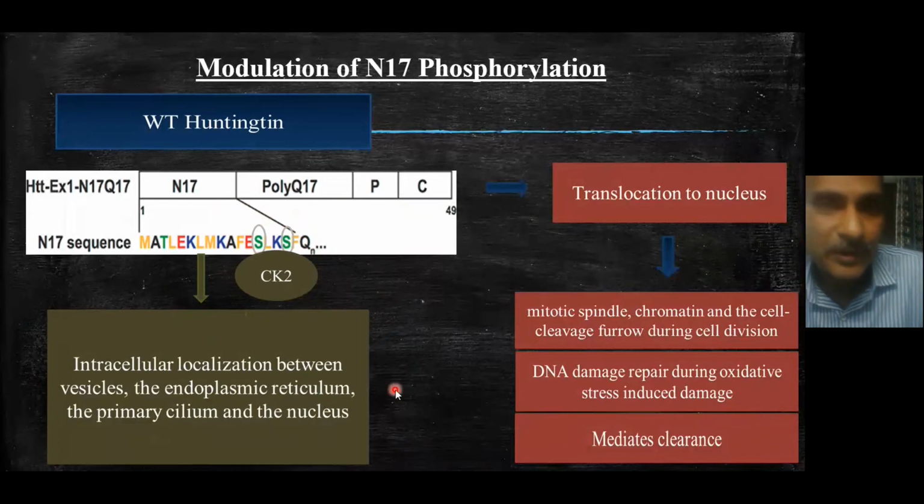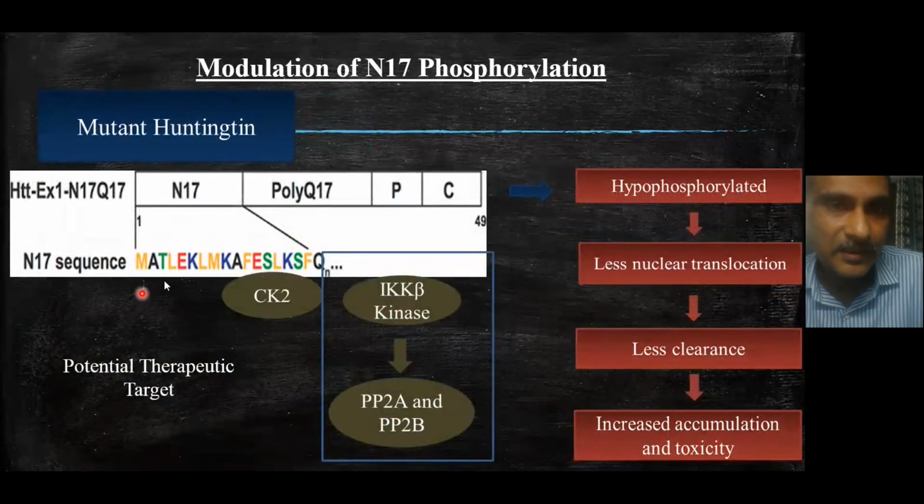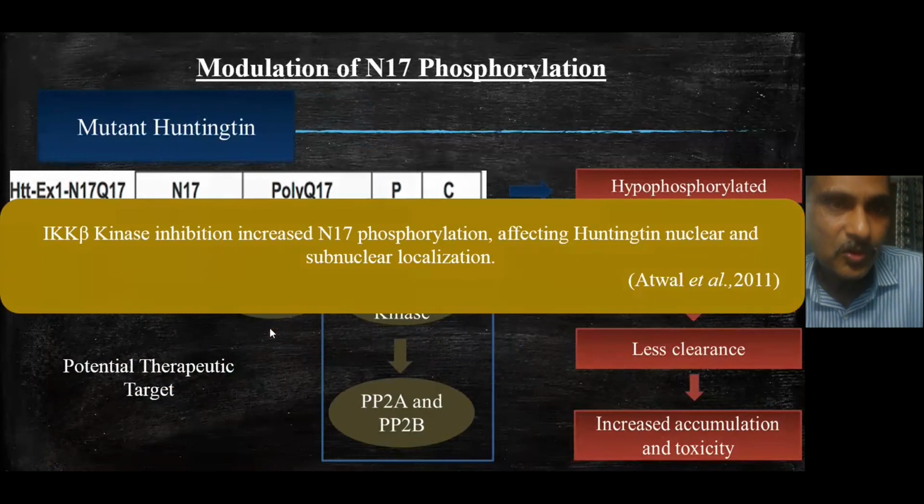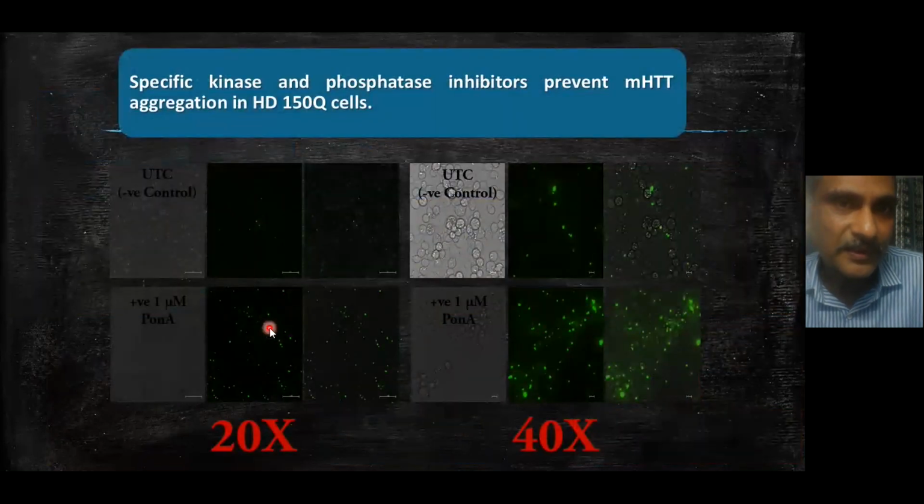For this reason we wanted to screen molecules which can activate casein kinase 2 or inhibit the phosphatases which dephosphorylate these sites. We screened several compounds, and these are the two. We have to either inhibit the phosphatase or activate casein kinase 2 and see what effect they have. First of all, we are using the HD150Q cell line, which expresses exon 1 of Huntingtin with 150 glutamine repeats, and in this the protein aggregates very rapidly.